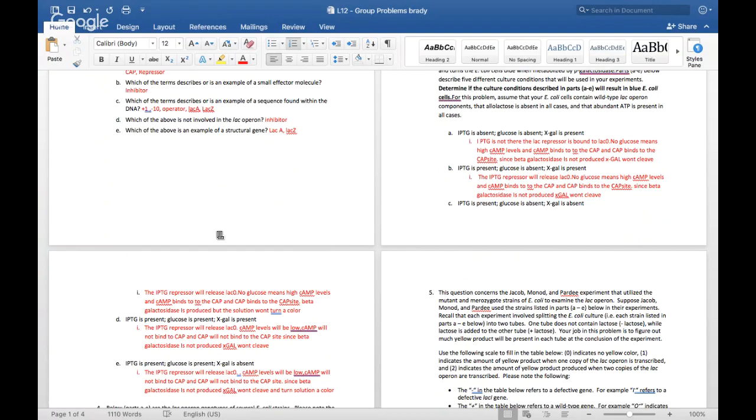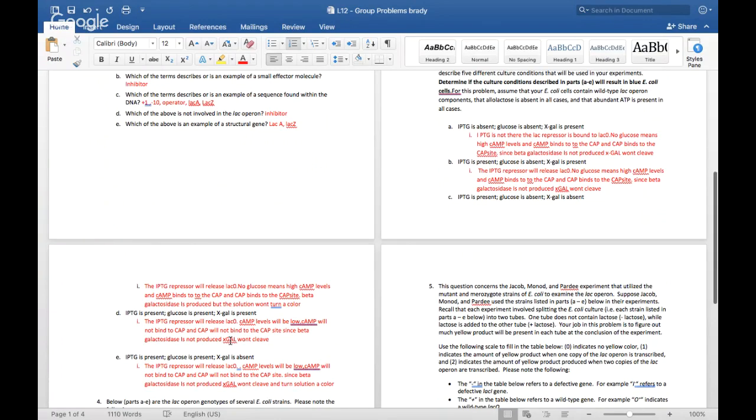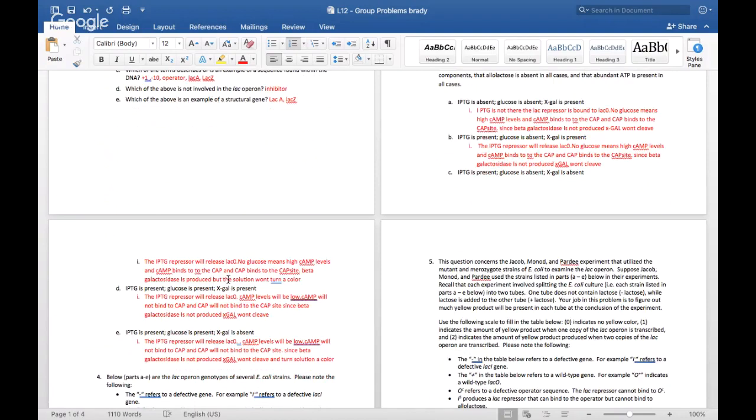For C, IPTG is present, glucose is absent, and X-gal is absent. So right off the bat, since X-gal is absent, you're going to know that your solution is not going to turn a color. But LAC-O will still release the repressor. No glucose means high cAMP levels. And then your beta-galactosidase is produced, but the solution will not turn a color.